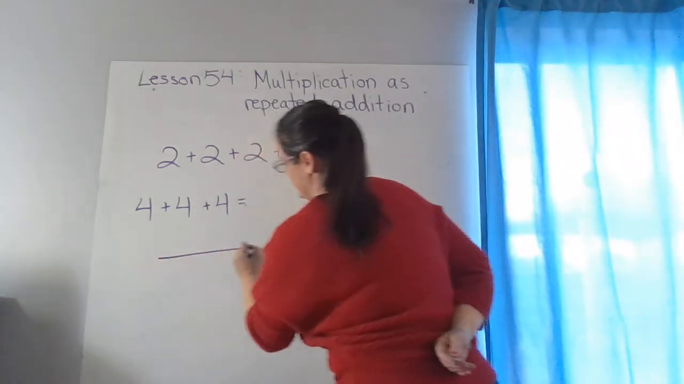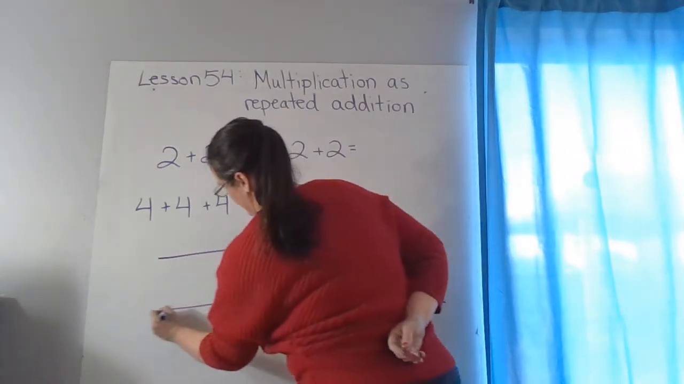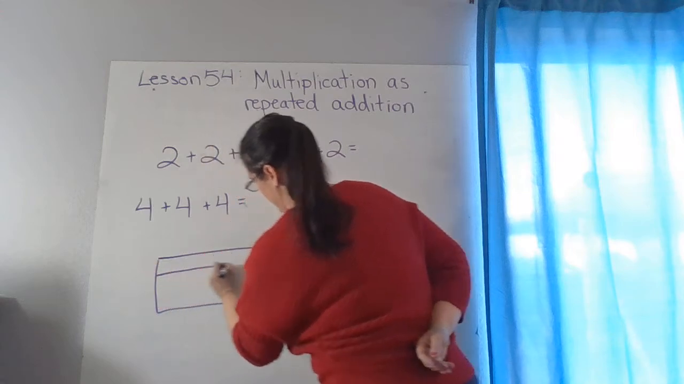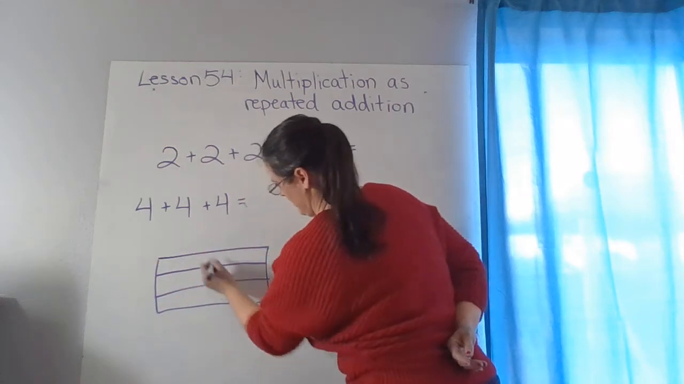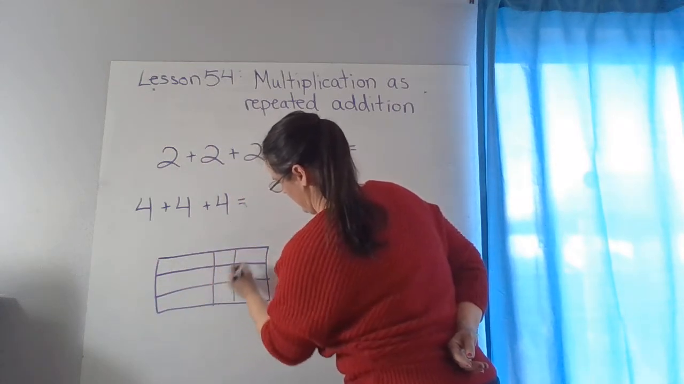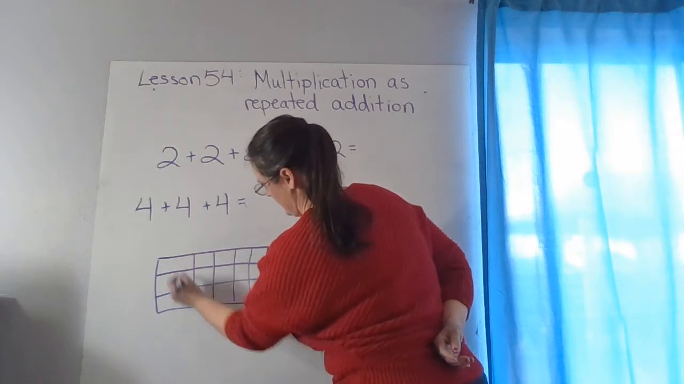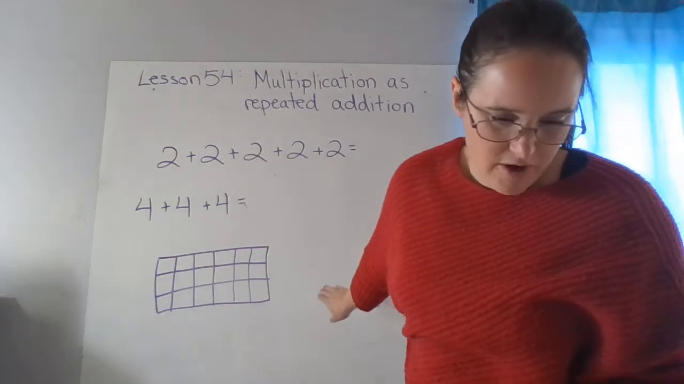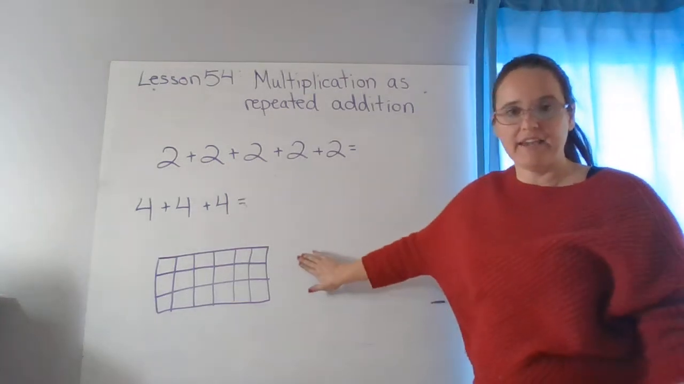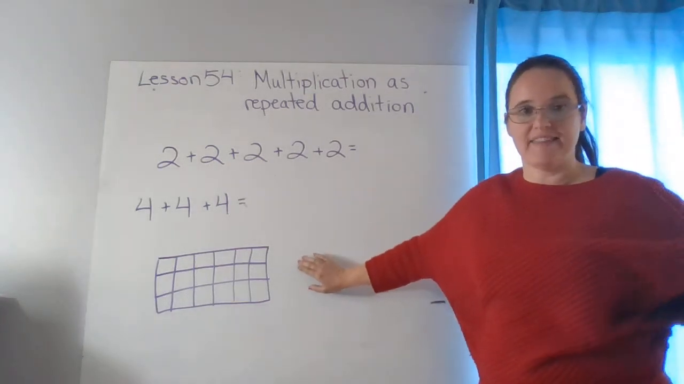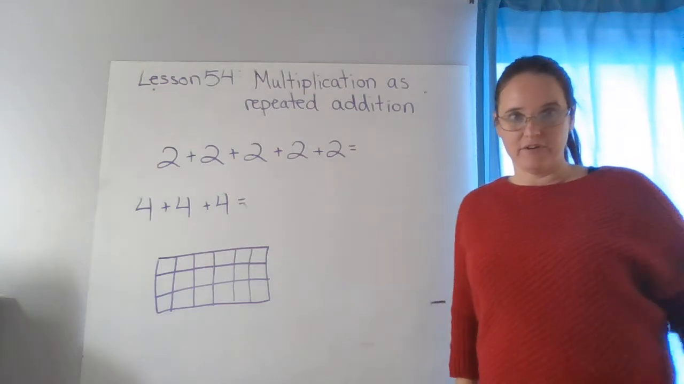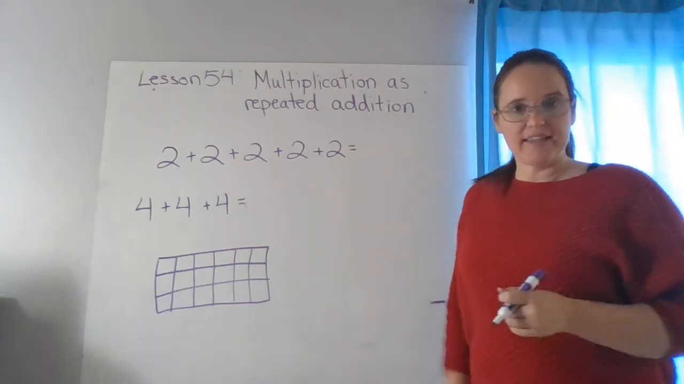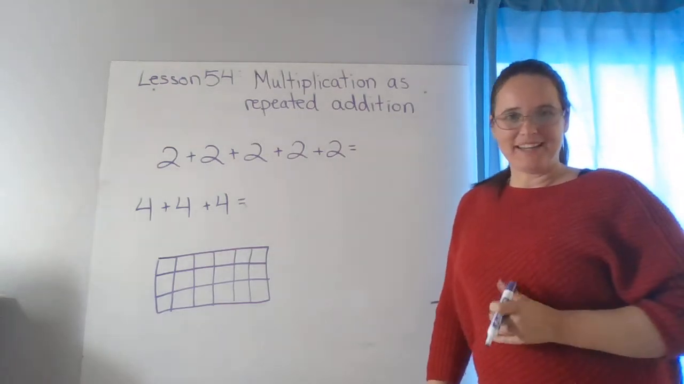So we want it like that. There's your rectangle. And you are going to write the multiplication fact that is shown by this picture, by this rectangle. Okay? Hit pause, try these 3, come back to me when you're ready to see the answer.